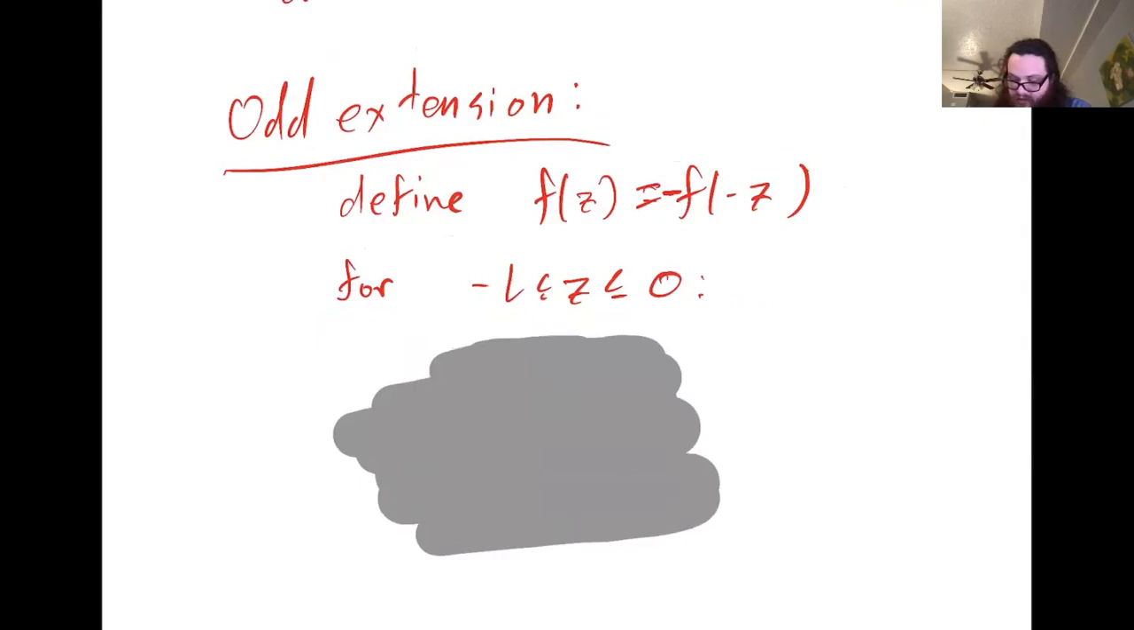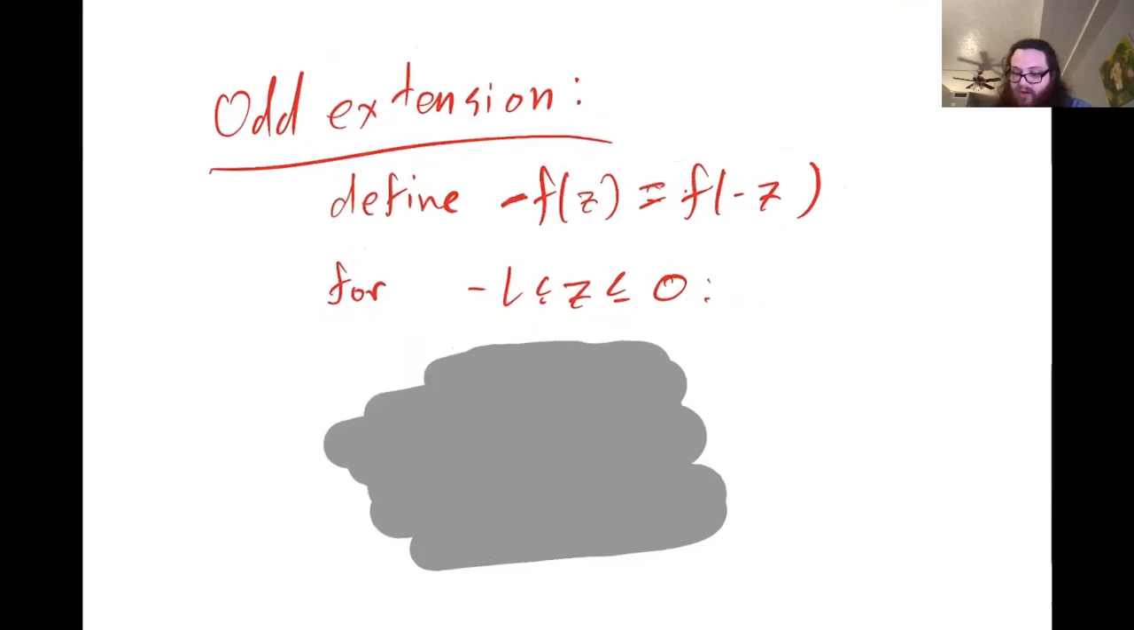Let me clean this up. So let me take this minus sign, move it over here. So for the odd extension, what we're going to do is say, well, if, hold on. Okay, I take that back. As I have it written, this is fine. So if z is a negative number, if z is some number between negative L and 0, what we're going to do is say, well, what is the function value for one of these values of z? Okay, take minus z.